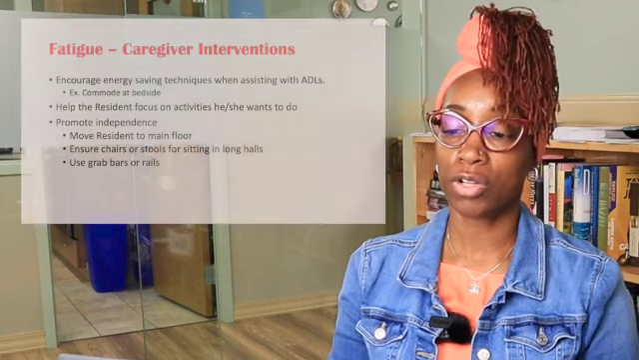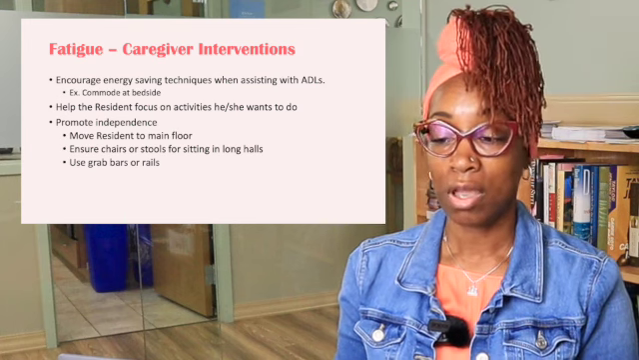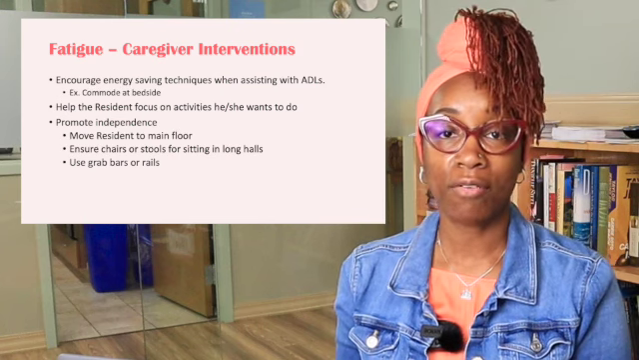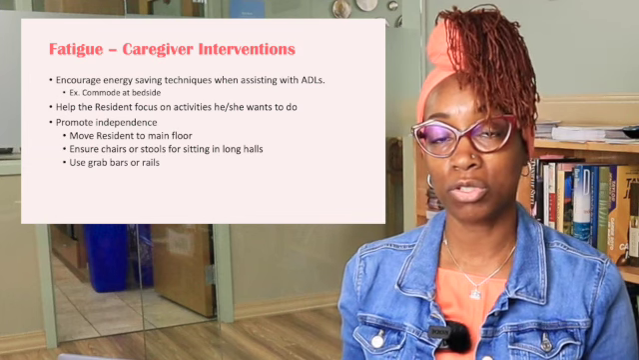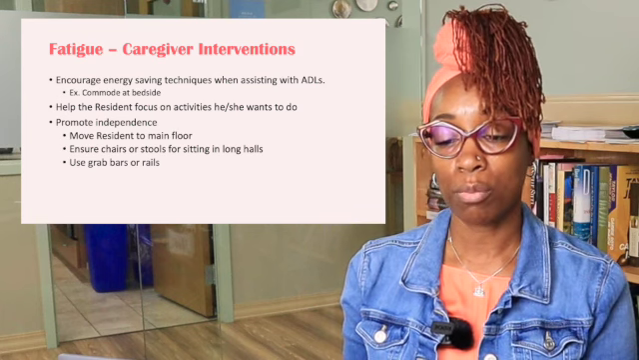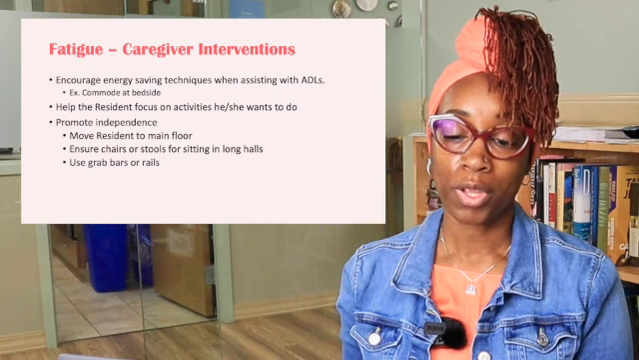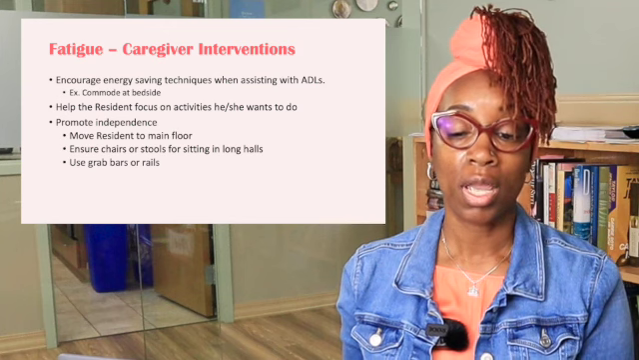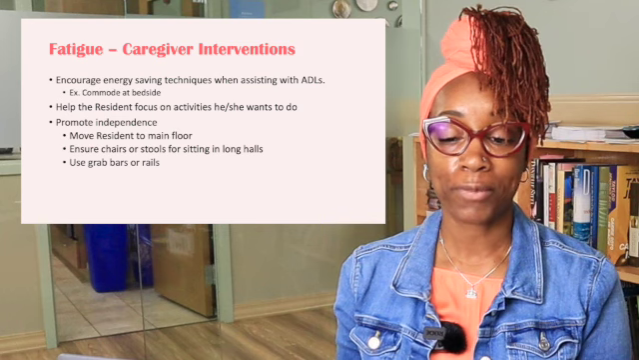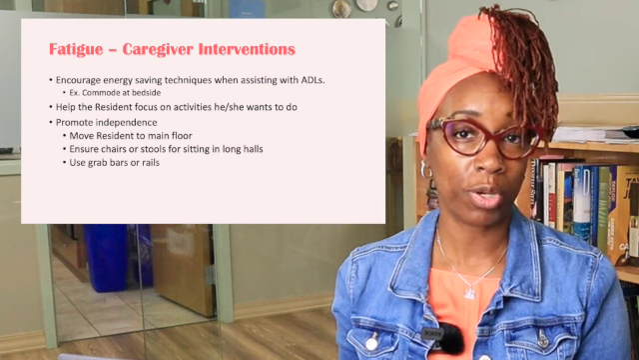You want to then encourage, as a caregiver, interventions would be encouraging energy-saving techniques when you're assisting them with their activities of daily living. So, for example, having a bedside commode, instead of them exerting all that energy to try to get out of bed and walk to the restroom, having a commode there at the bedside. Even once they get to a point where they're not able to get up to the bedside commode, it may be a consideration at that point to try to ask the hospice providers to see if a Foley catheter would be appropriate at that point.